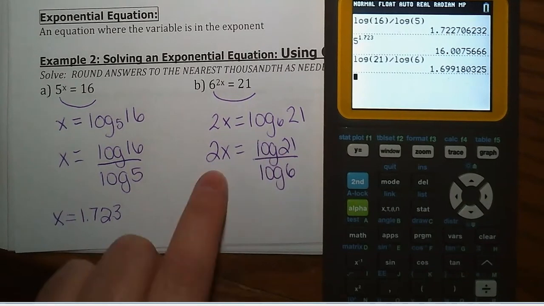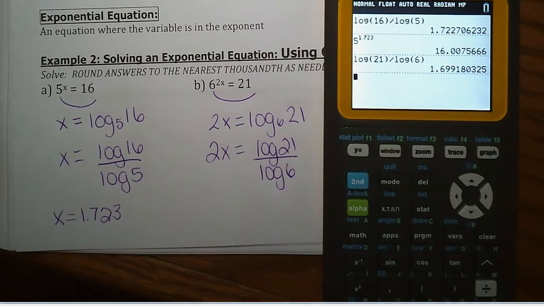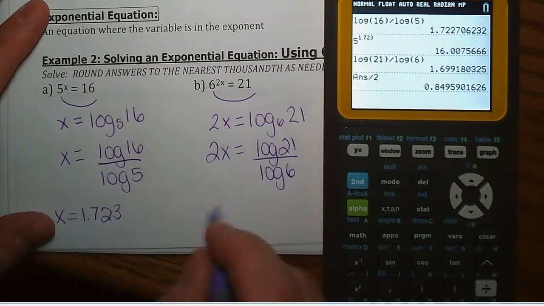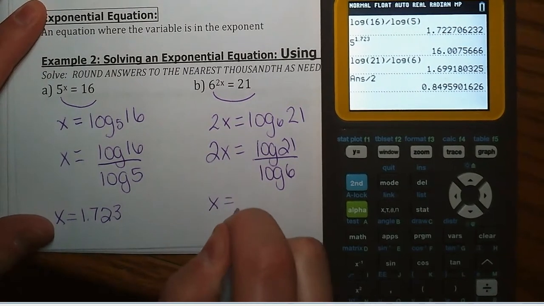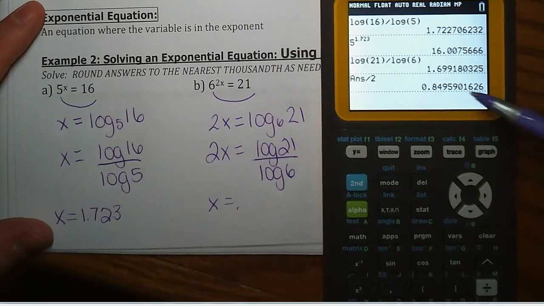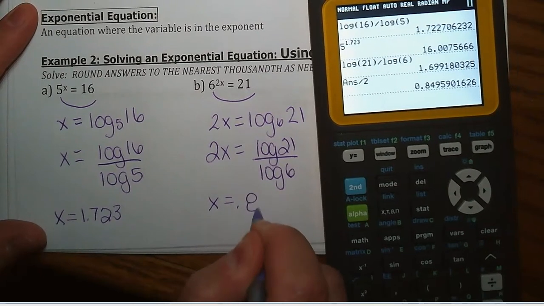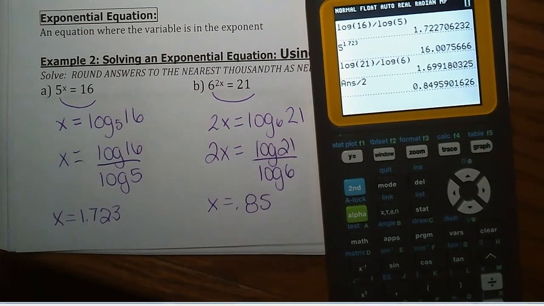And that's equal to 2x. So then what I need to do is take that and divide by 2. So I'm just taking my answer, just hitting divide by 2. And then this is what I want to put down to the nearest thousandth, which is, again, 3 decimal places. Now, that 5 is going to round that 9 up. And so we're going to put 0.85.